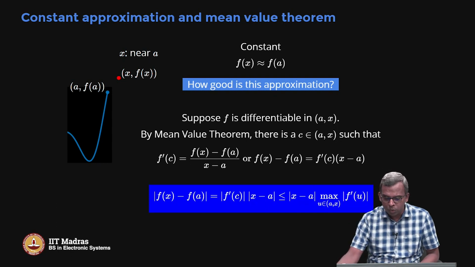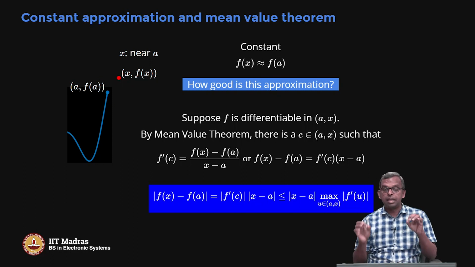And then what do I do with the c? The c is a bit confusing. I know it's some point between a and x. How do I get rid of the c? This is a clean little idea that you can use. You can say, I don't know what c is, but f'(c) will be smaller than its maximum value, the maximum value of the derivative in the interval (a, x). So I'll simply upper bound the absolute value of f'(c) by the maximum over (a, x) of the absolute value of f'(u).